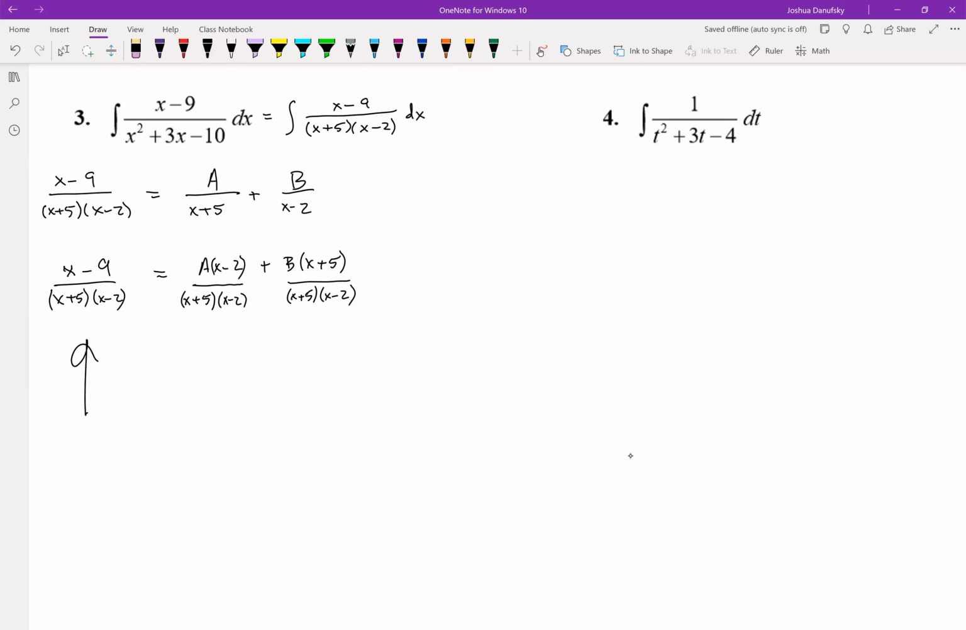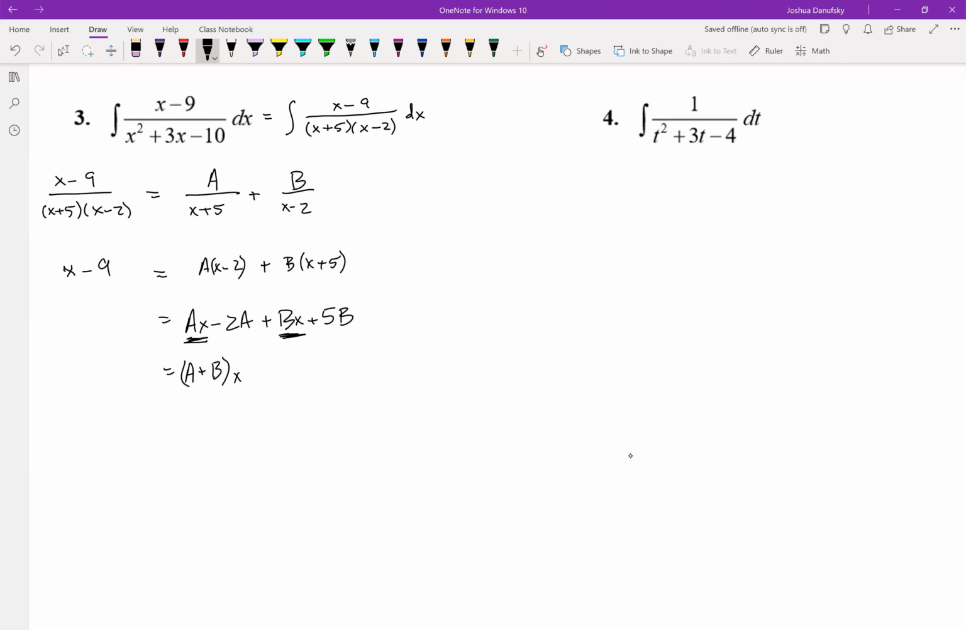So to save us a little bit of writing here, I'm just going to go ahead and erase all this. Now we're going to take the A and distribute it. So you have ax minus 2a, same thing with the b, bx plus 5b, and that's all going to equal x minus 9. We're going to take these two terms, ax plus bx, and I'm going to factor out an x, like this. Then I'm going to take the two constant terms and put them in back, like this.